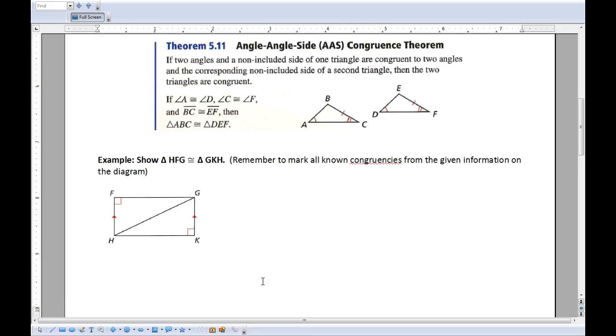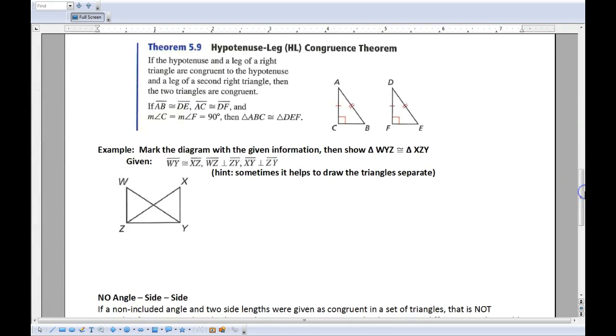Alright, let's keep on moving down. I believe we have one to go. Hypotenuse leg, the HL. So notice there's only two letters, but actually when you really examine it, there's three parts. It says if hypotenuse and a leg of a right triangle. So that's kind of the third piece. That's why there's not two letters, because you have to know that you have a right angle. So you actually have an angle in there. And as long as you know that one of the legs matches up with the hypotenuse is critical.